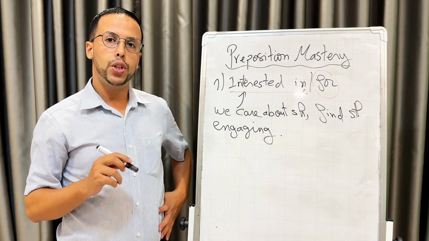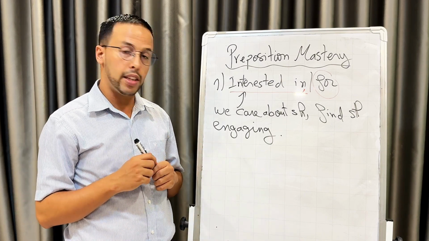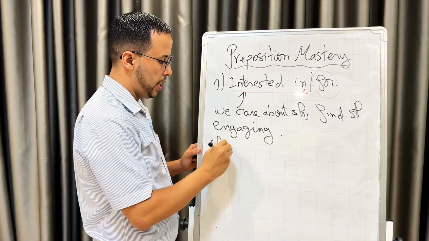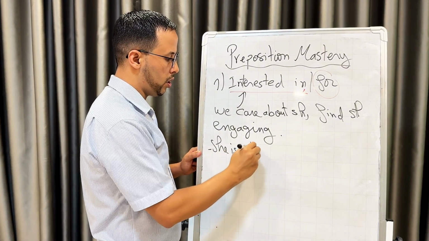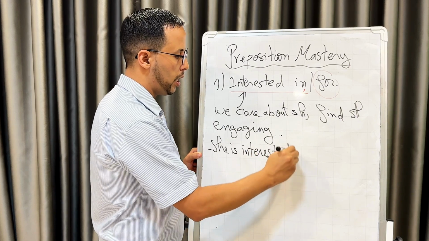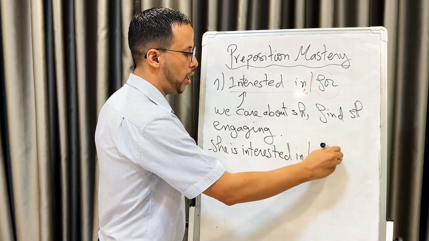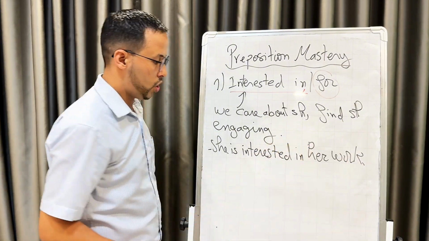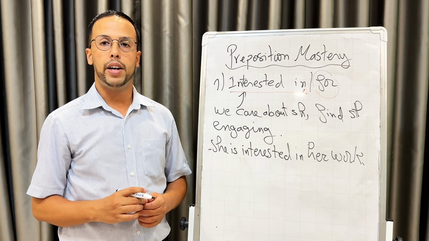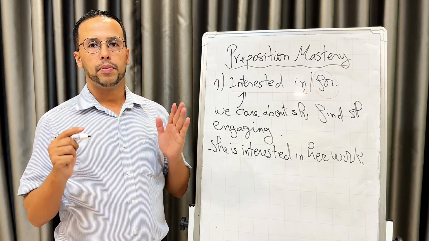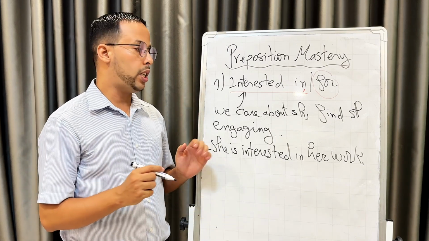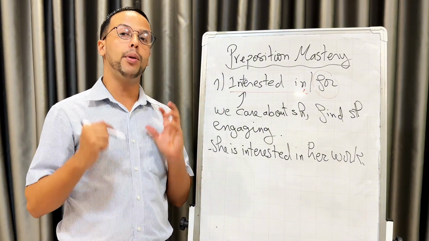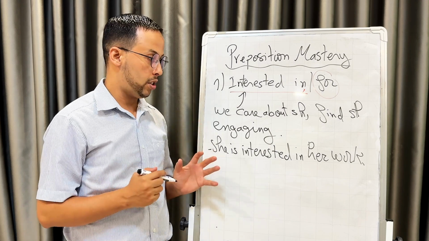Example, you might say she is interested in her work. She is interested in her work. So she cares about her work. She cares about her work. All right? Meaning, she genuinely cares about her job.